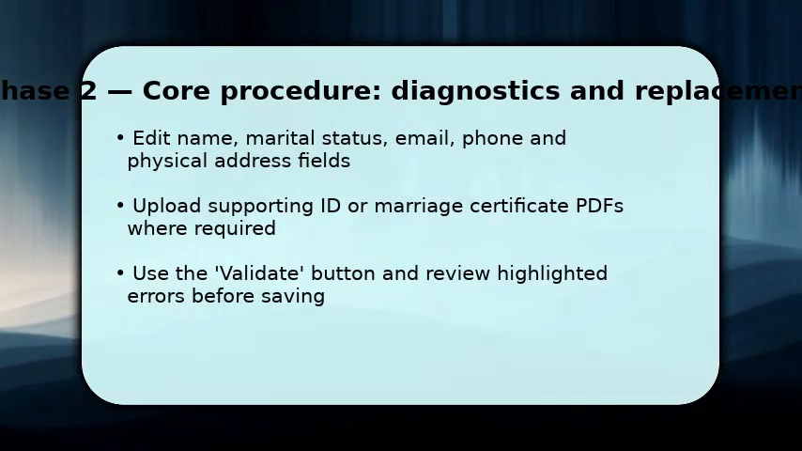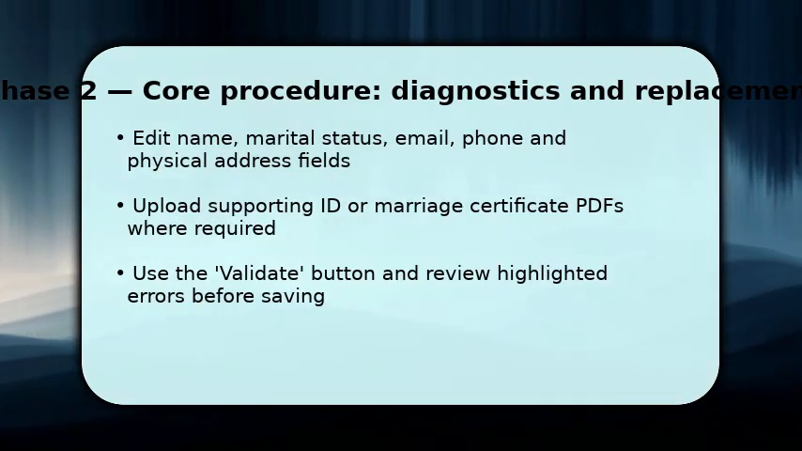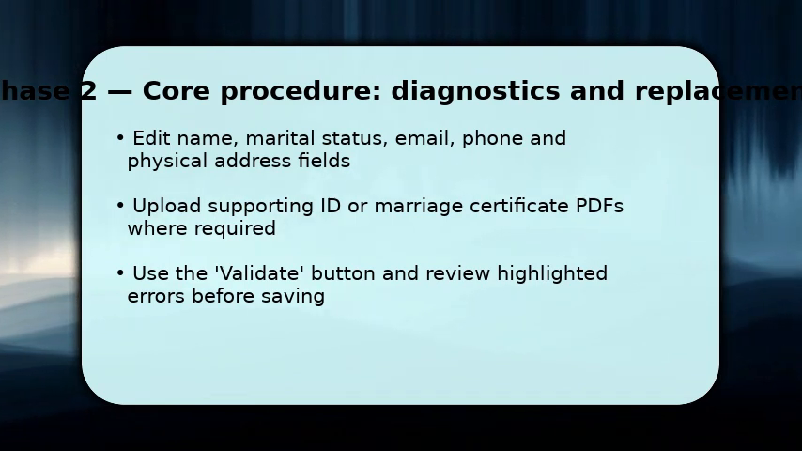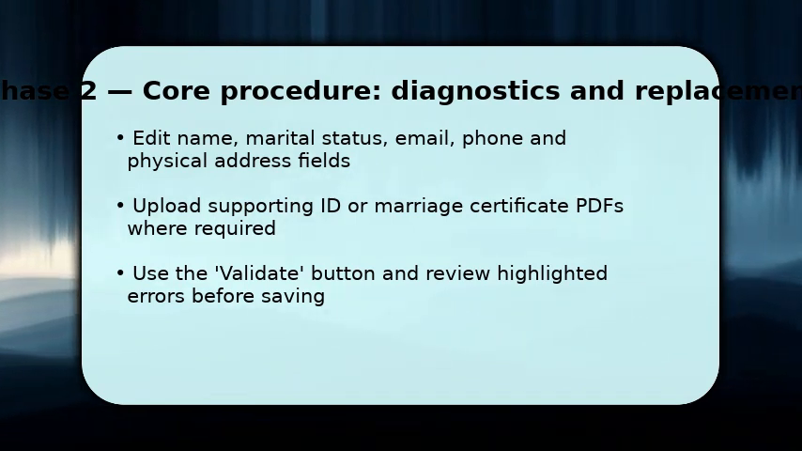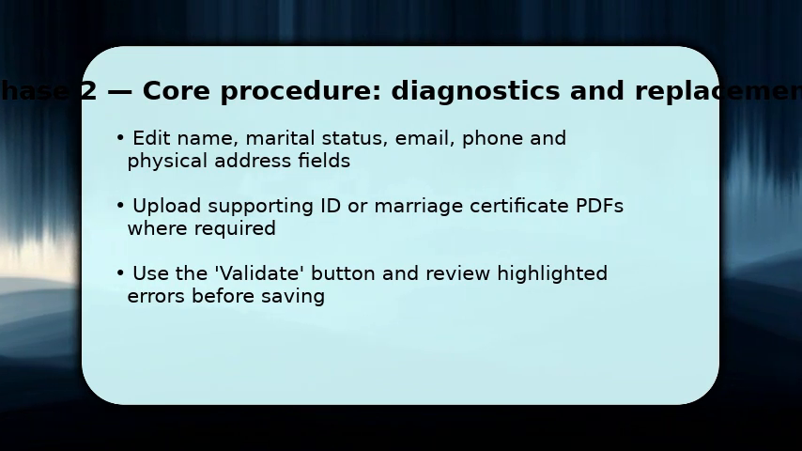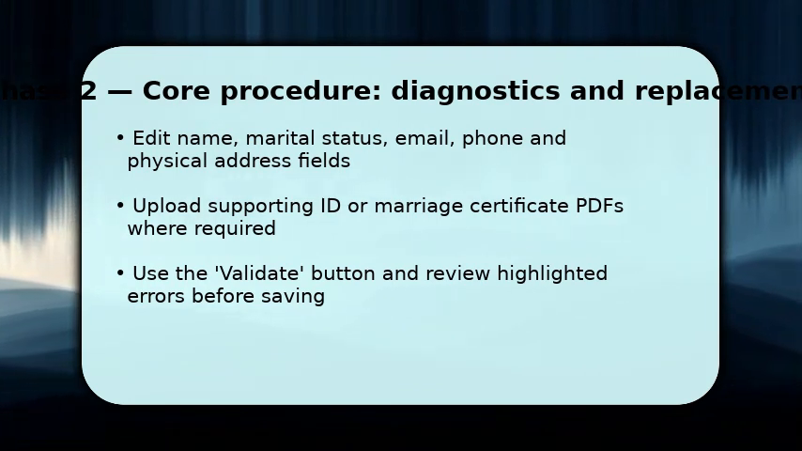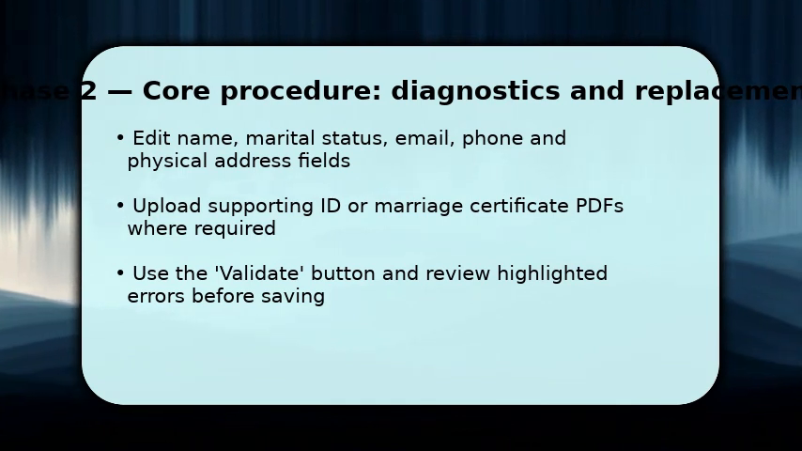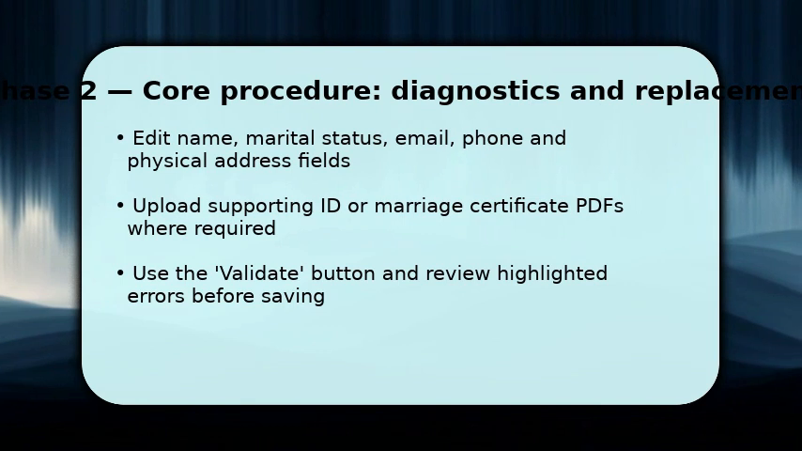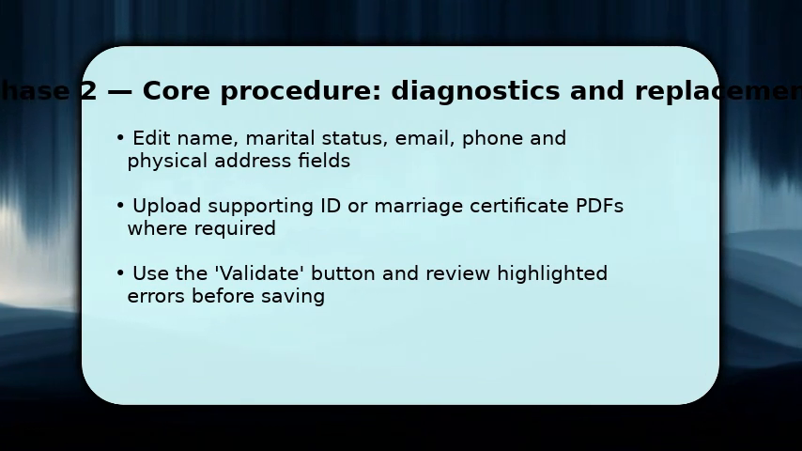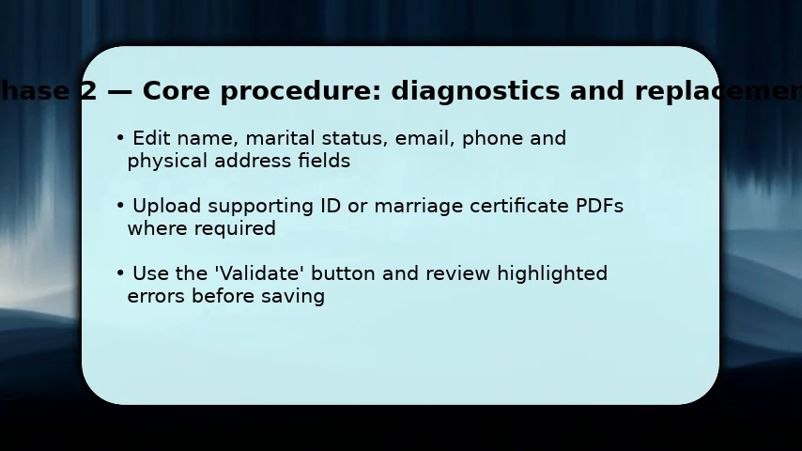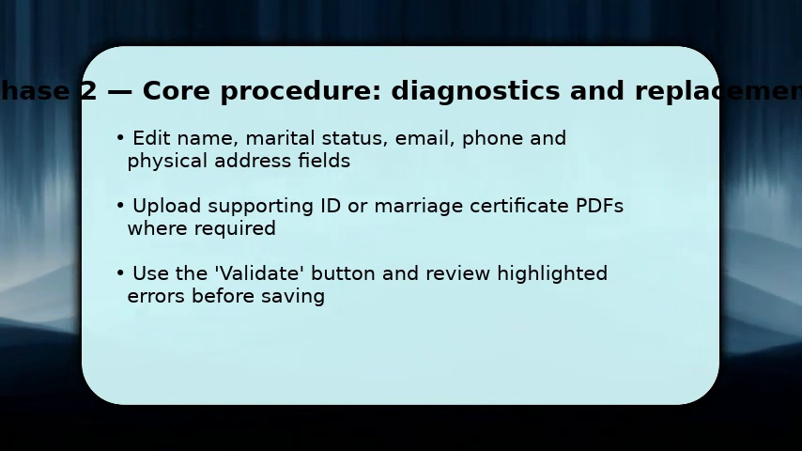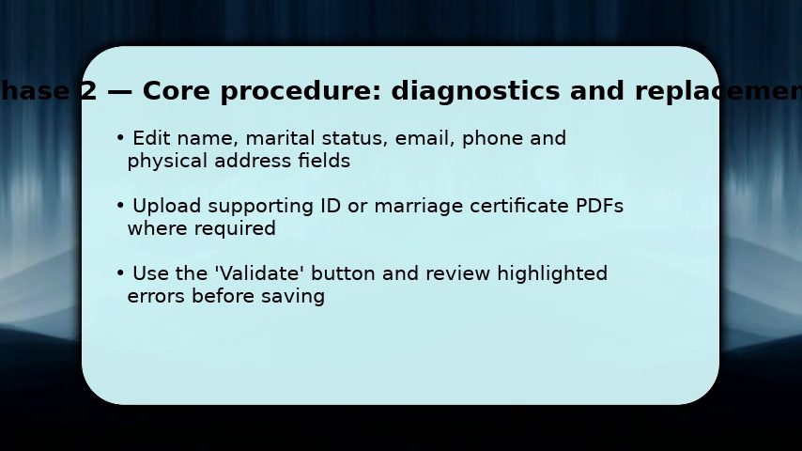Once on the update screen, change the specific fields: name, contact details, address, or marital status. Enter data exactly as on supporting documents. Upload PDFs or JPGs for ID or marriage certificates using the Upload button. File size limits will appear, so compress if needed. Then use the built-in Validate function to catch mismatches. If entries are flagged, correct them immediately. Make sure you save a draft periodically, because session timeouts can lose unsaved changes.